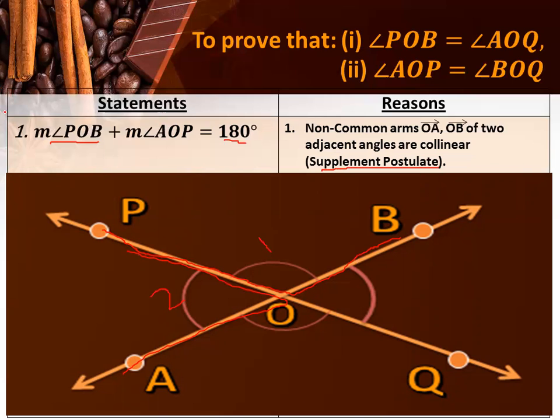So the first statement is the measurement of angle POB plus measurement of angle AOP, it will be equal to 180 degrees. Clear?